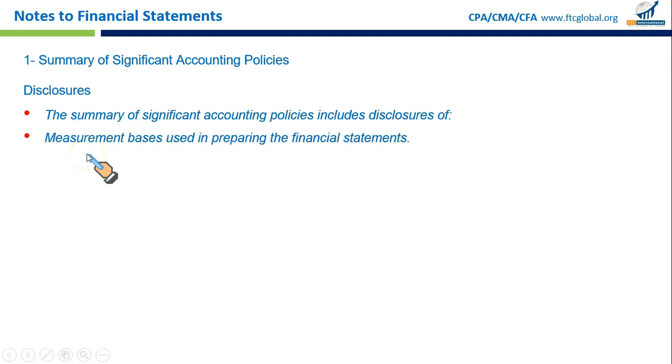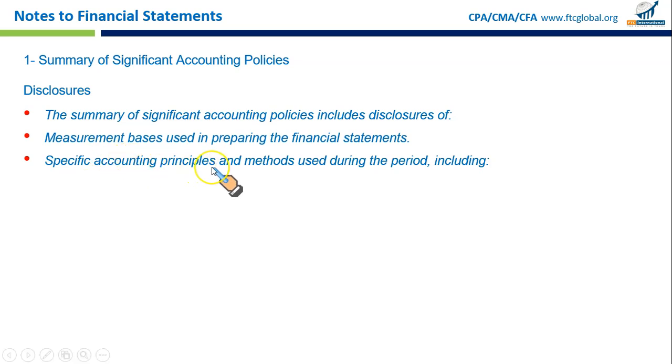Measurement basis used in preparing the financial statements. It means how the company values its assets and its liabilities. For example, does the company value its building at the price it originally paid for it, which is called historical cost, or does it use current market value? They need to disclose which method they use. They might say the buildings are recorded at historical cost. Normally, as we proceed, we'll learn that in US GAAP we use historical cost. There are certain assets which are valued at a market price.